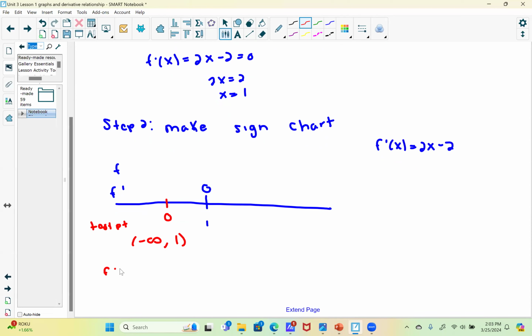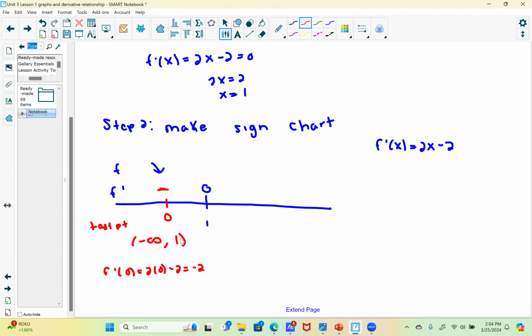And I'm going to find the derivative when x is 0. So I'm going to do 2 times 0 minus 2, which is negative 2. Okay, and all I need is the sign. I don't really need the value. I just need to know, okay, it's negative. And so I'm going to put negative for f prime, and that means f is decreasing. Okay, and so I know from negative infinity to 1, my function is decreasing.